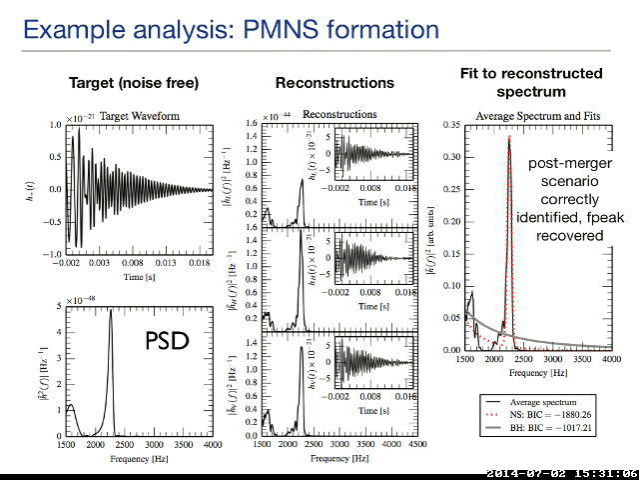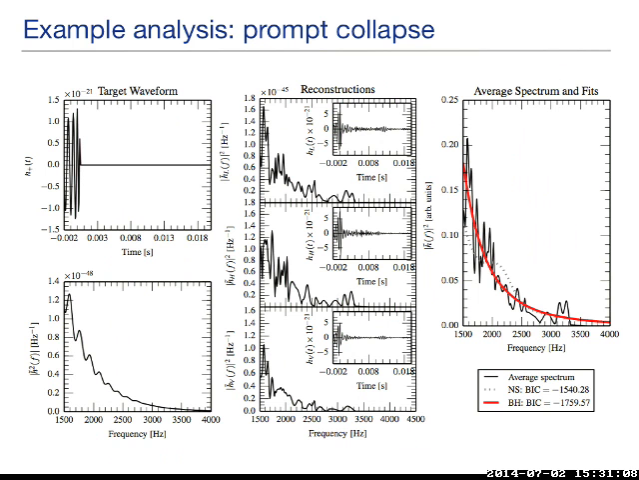And then the prompt collapse example, with a slightly artificial inspiral-only waveform, is of course essentially just a power law decay. Again, the red curve is meant to highlight the thing that's chosen as the best fitting model.